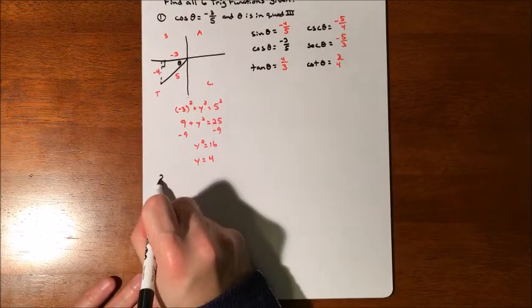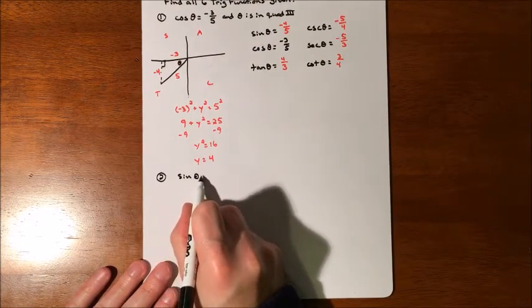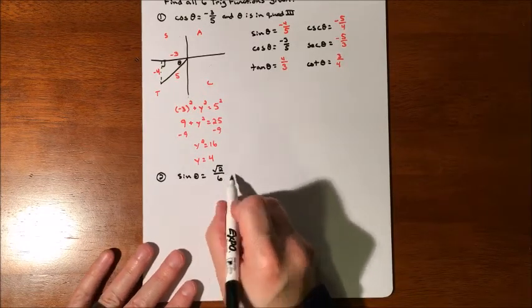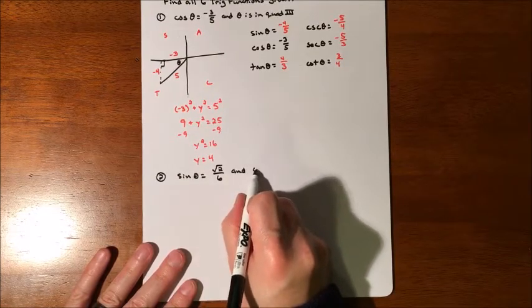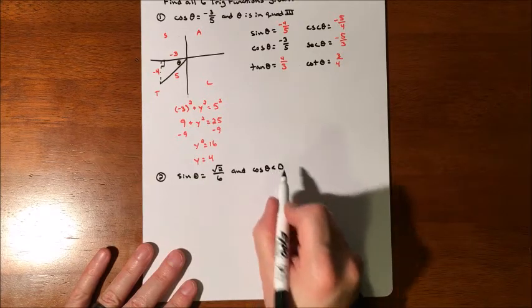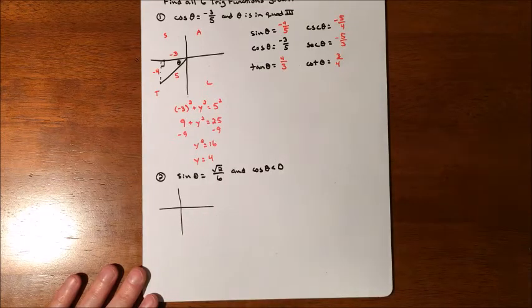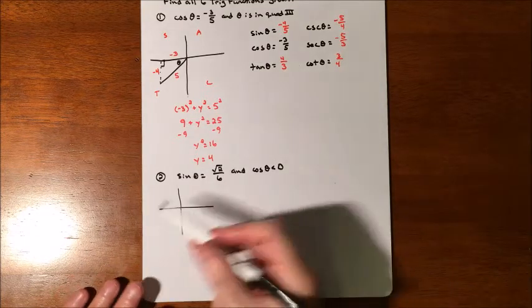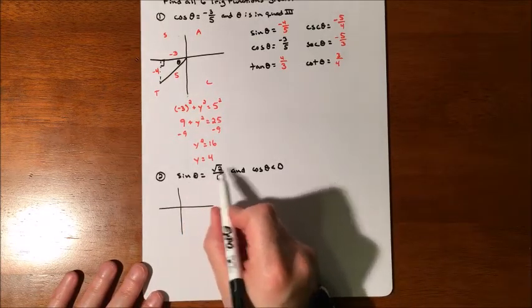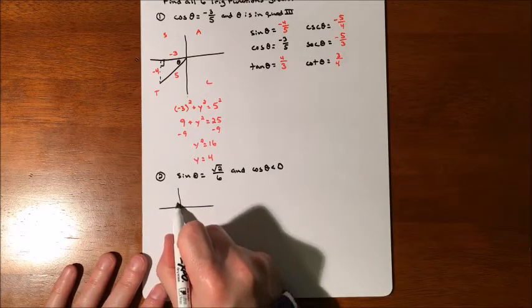All right, so another version of this is a similar kind of question where you are given sine of theta equals √2/6 and cosine of theta is less than 0. So I need to draw a picture. I'm going to be missing something, so I'm going to have to figure out one of the sides or hypotenuse or something like that. So sine is positive, but cosine is negative. That means we are in the second quadrant.